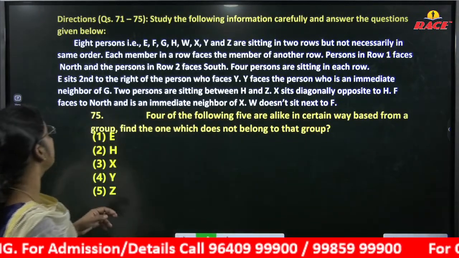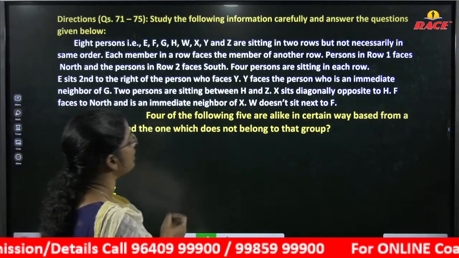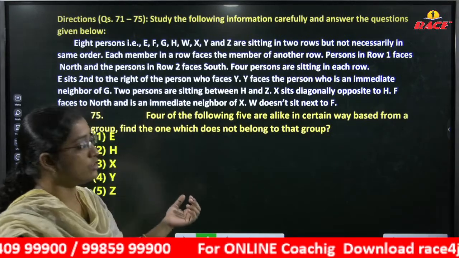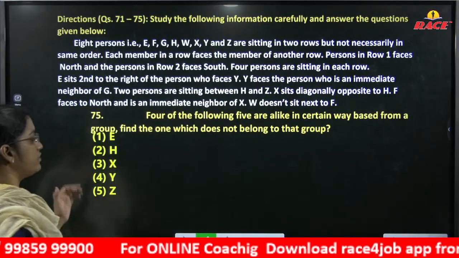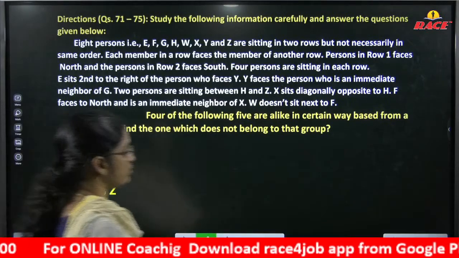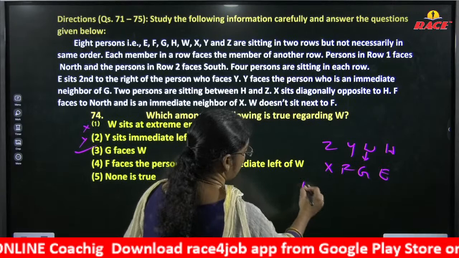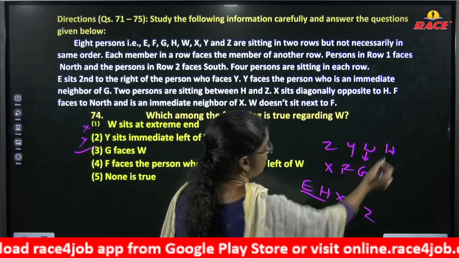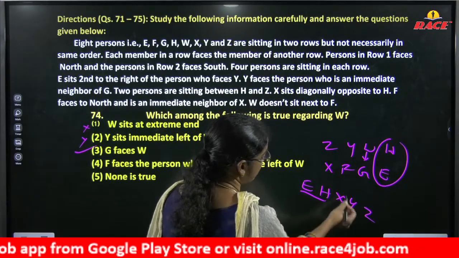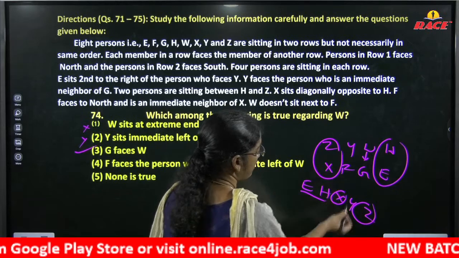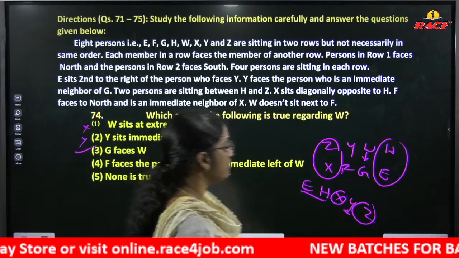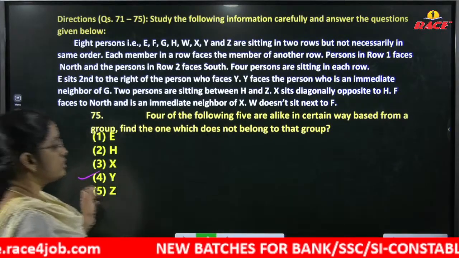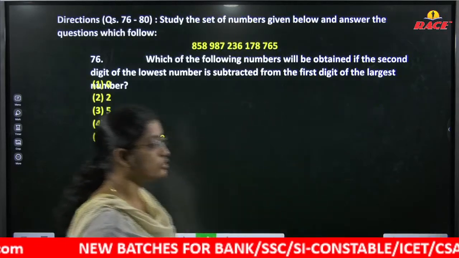The next question is also related to that same basic information. Four of the following five are alike in a certain way based on a group. Find the one which does not belong to the group. Simply odd one out; we have to find which one is different. EHXYZ. Just observe here, E and H are in corner places and X and Z are also in corner places. Finally, the remaining person is Y. That means our answer is Y. Okay, clear. Next, coming to our next question.